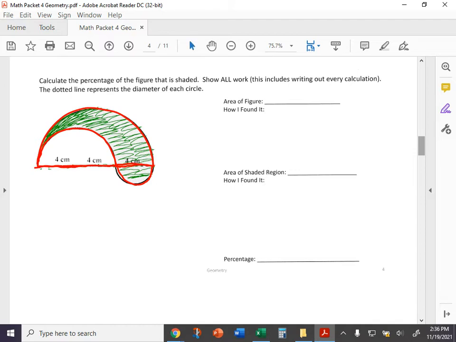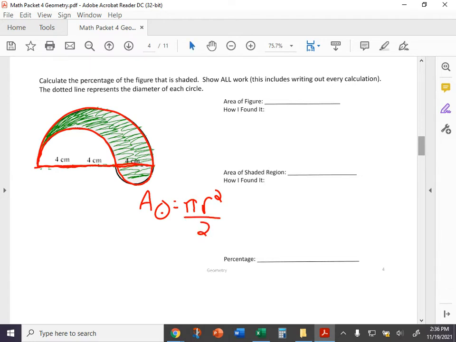Lots of adding and subtracting with these half circle areas, which, again, now I gotta flip back to my marker. The area of a circle, pi times the radius squared. Because we're only dealing with half circles, we're going to want to divide that by 2 to get the area of half circles.